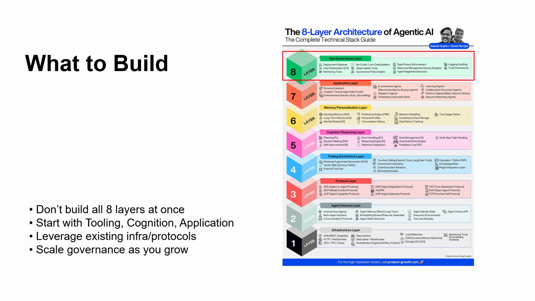Here's the pragmatic truth. Trying to build all 8 layers is a trap. Start with layers 4, 5, and 7, the ones that drive immediate user value. Use off-the-shelf infrastructure and protocol solutions. Governance grows with scale. Focus on solving real problems, not building the internet for AI.